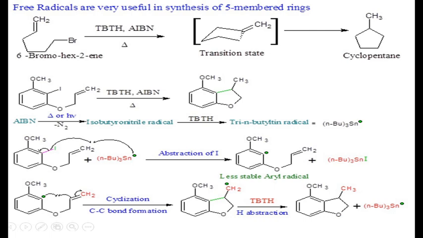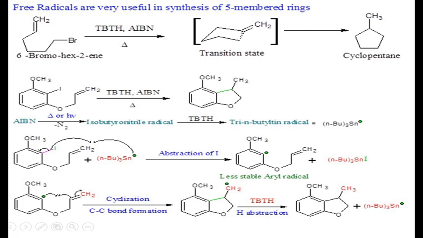This is the initiation step, and this tri-n-butyl tin radical abstracts halogen and generates an organic free radical, which undergoes addition to the carbon-carbon double bond and generates a new radical. This new radical abstracts hydrogen from tributyl tin hydride and gives the target molecule. There is formation of an intramolecular carbon-carbon bond.